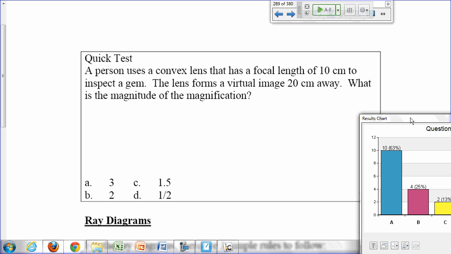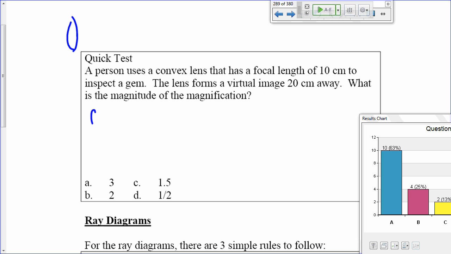Let's see here. I'm not sure if A's right or not. First of all, the focal length: it's a convex lens, a lens like this. So the focal length is positive, 10 centimeters. The image distance is 20 centimeters, but it's negative because it's a virtual image.